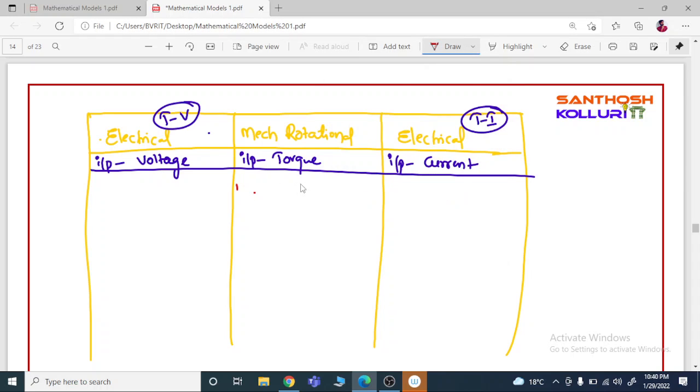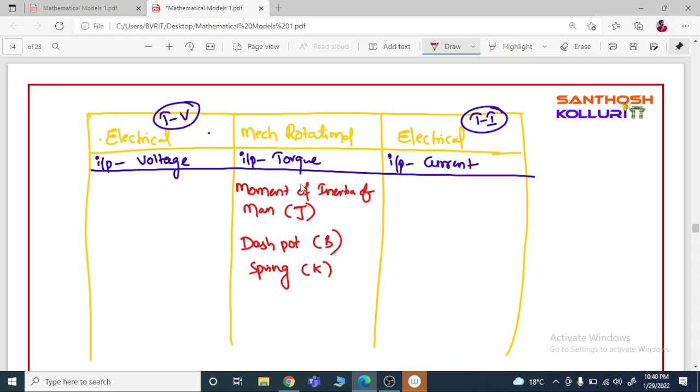So we are having moment of inertia of mass represented with capital J. Next, dash pot B, spring constant K, displacement x, velocity dx by dt. We'll see how these are made into analogous.